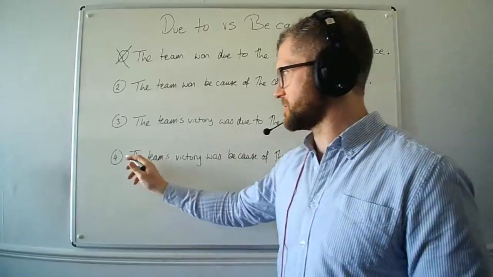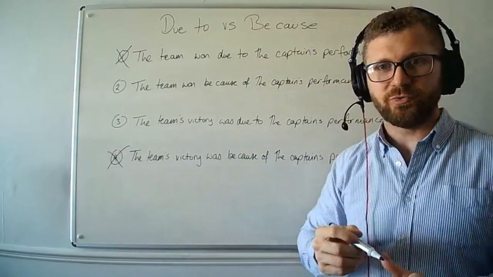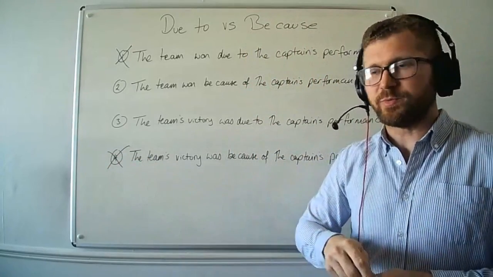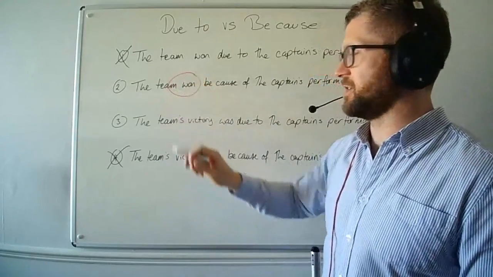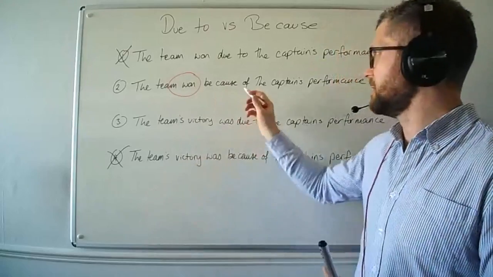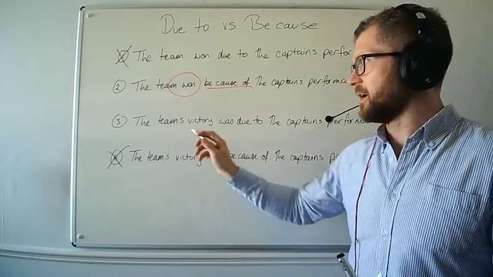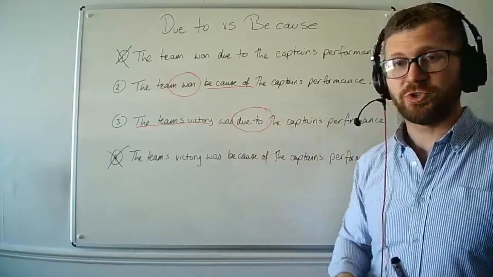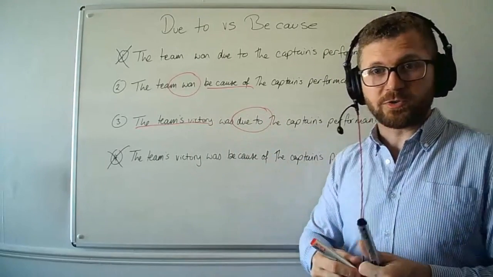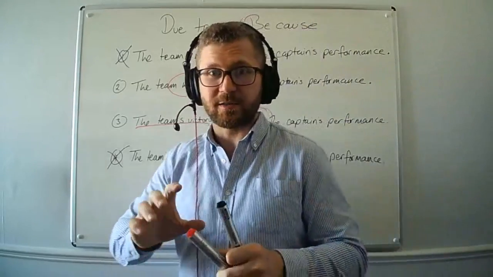So in this case, we'd cross number 4 out, and I would say that 2 and 3 are the ones the GMAT would go about using here. So when you're describing an action here, in this case, the team won, that's when we use because of. And when we're describing a noun, the team's victory, that's when we use due to. All right, so that's how it works. That's the mechanics of it.